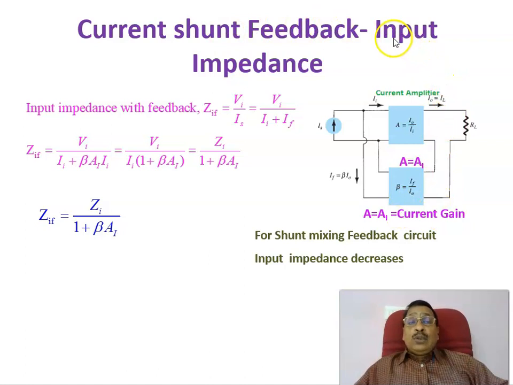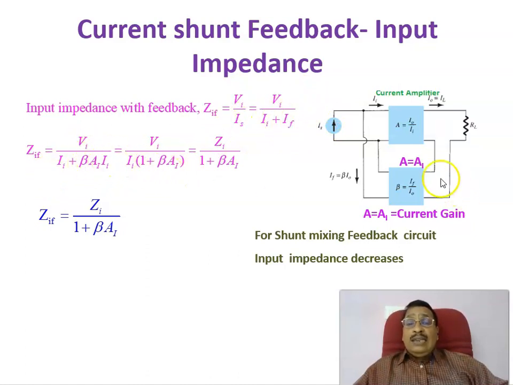Now let us see the input impedance in this case. Again, looking from the input side, it is a shunt operation because you are subtracting current from the source current to get the input current to the amplifier. That is why the impedance gets reduced. For the input impedance with feedback, ZIF is given by the input voltage VI divided by the total source current IS. The source current IS is given by the feedback current plus the input current, IF plus II, and so VI divided by it is II plus IF.